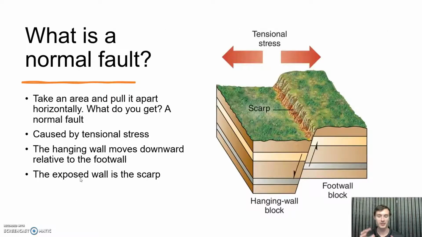So the first type of fault we'll talk about is a normal fault. We take some block, we pull it apart horizontally, tensional stress, and what we get is a normal fault. Now I'm going kind of quickly here because this is review. If you want more detail, you can go back to Unit 3, Section 2.